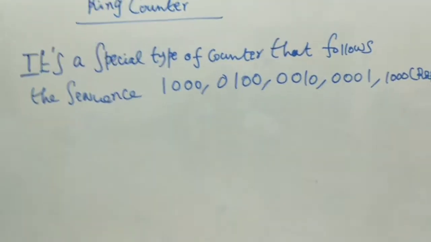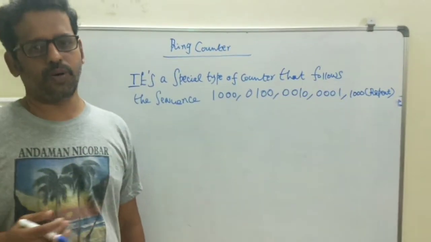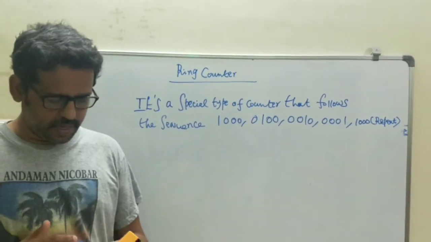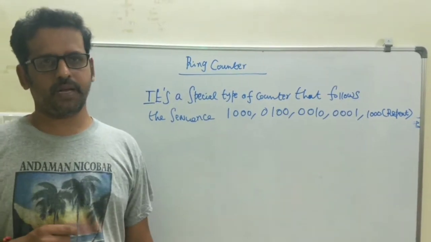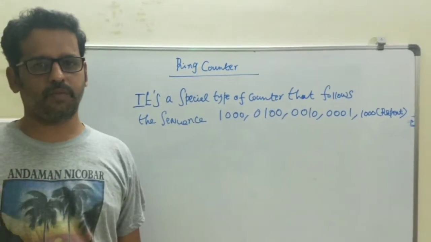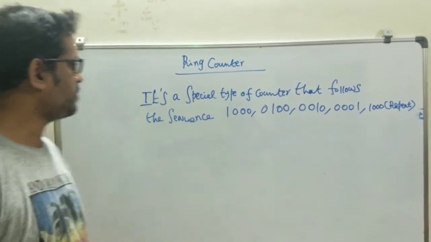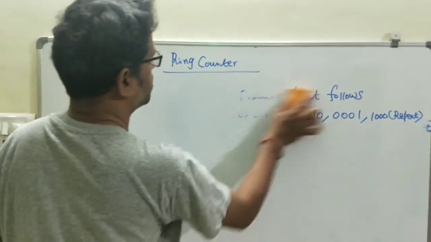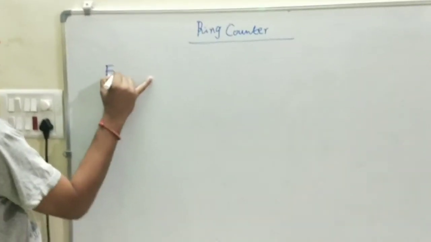Now we need to design it. We are going to design it as a synchronous counter using D flip-flops. I will tell you why I am doing it using D flip-flops: while we are discussing shift registers, you will very comfortably understand the concept of shift registers. So now we are going to design a ring counter using D flip-flops. For that we need an excitation table of D flip-flop.